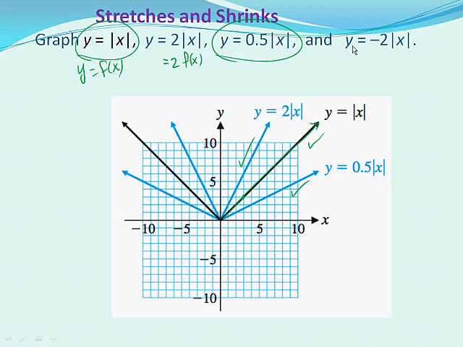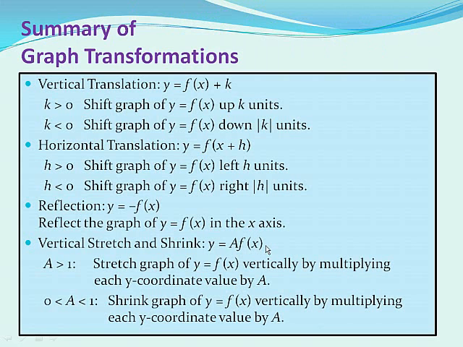We need to get the graph of y equal to negative 2 times absolute value of x. We already have the graph of y equal to 2 times absolute value of x. So if you multiply that by negative 1, this will be a reflection about the x-axis. So if I draw the graph of this function here, it will be shaped like this. Summary of graph transformations.